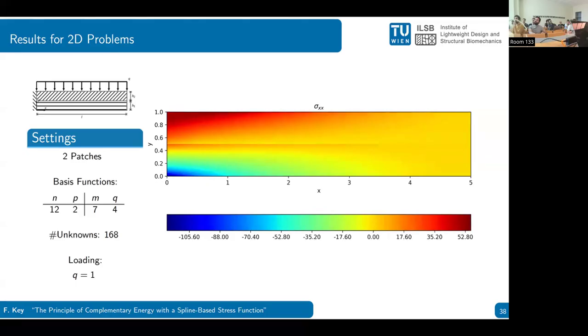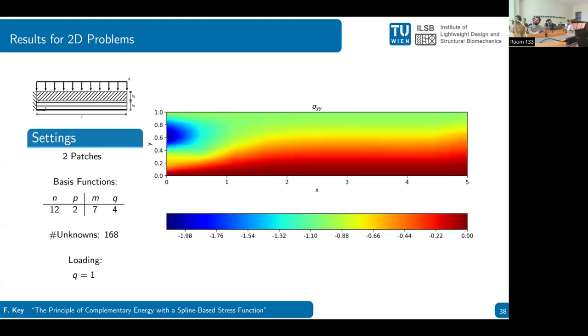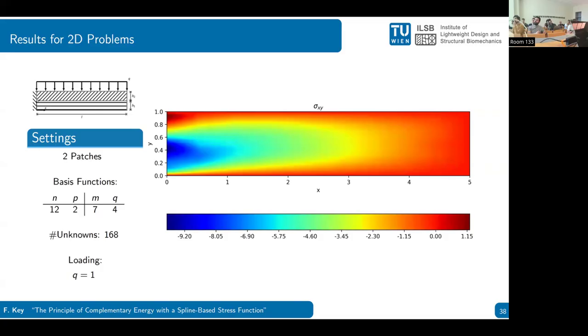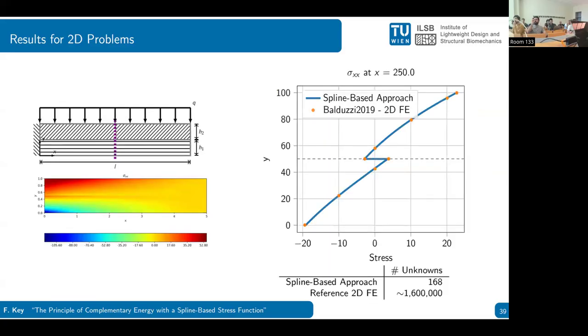So you see this discontinuity here in the stress, which has to be there because of the jump in material properties. For sigma YY and XY, you still get very smooth results. Comparing this with a paper where they also use as a reference some 2D finite element simulation, displacement-based, you get very good agreement, and we compare the number of unknowns. In the reference, they use 1,600,000 unknowns. In our case, we have only 168, and we get very good agreement.